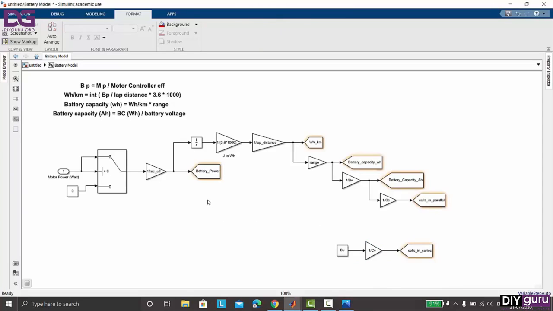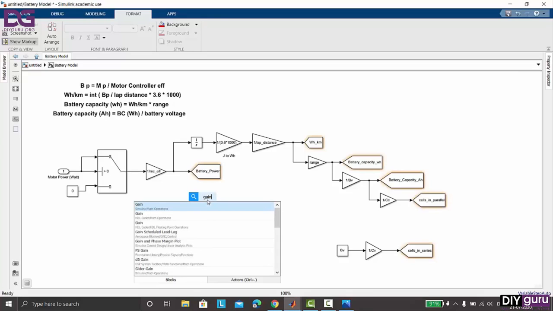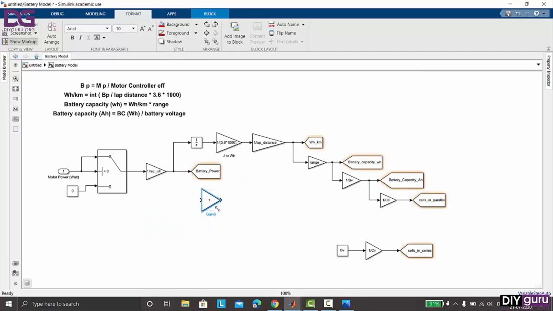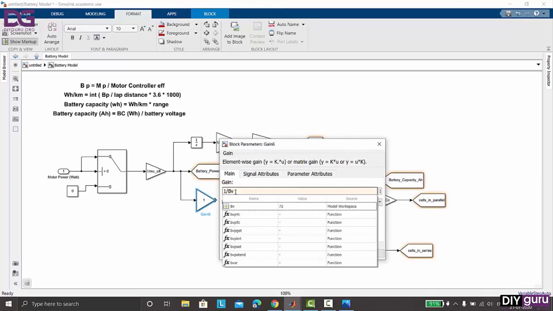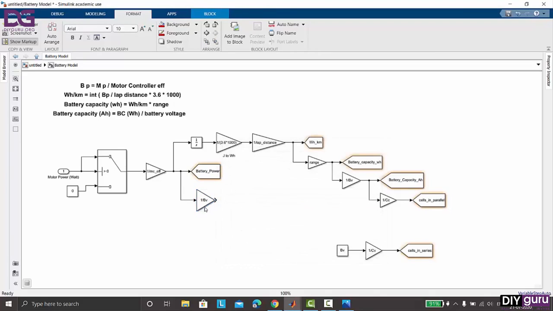Now to estimate the battery current, we have to divide the battery power by battery voltage. So add one gain block, one divide by battery voltage. Add one go to block. Here we will get the battery current.